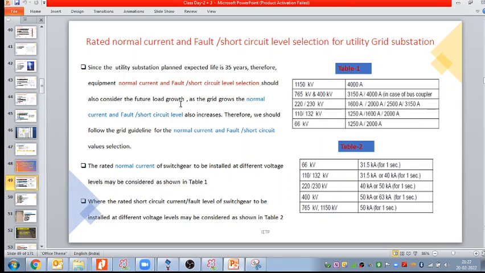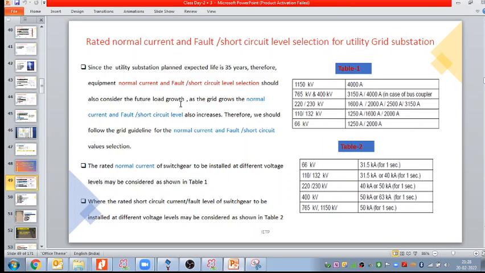Means, when they are planning the substation transformer rating and the equipment rating, the grid substation, the client or the government electricity board will not take only the current load. They will take the next 35 years load, and in the next 35 years the number of generators, solar generator, wind generator, the thermal power plant generator, nuclear generator, all will contribute.